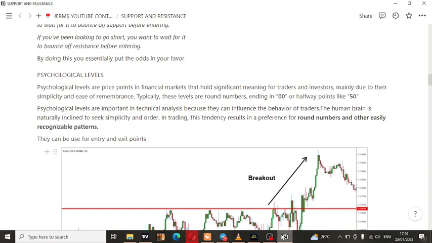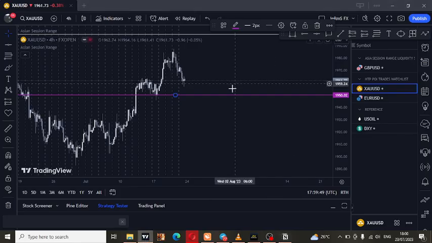So when price gets to these psychological levels, investors and market participants look at these price levels because they are very, very important to them. So let me show you how you can draw your psychological levels.